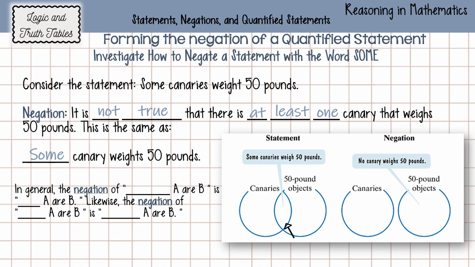But if we look at the negation, some canaries weigh 50 pounds. The negation, it is not true that there's at least one. So if there's not at least one, then there's no overlapping circles, as in that diagram off to the right. So in general, the negation of some A are B is no A are B. Likewise, the negation of no A are B is some A are B.